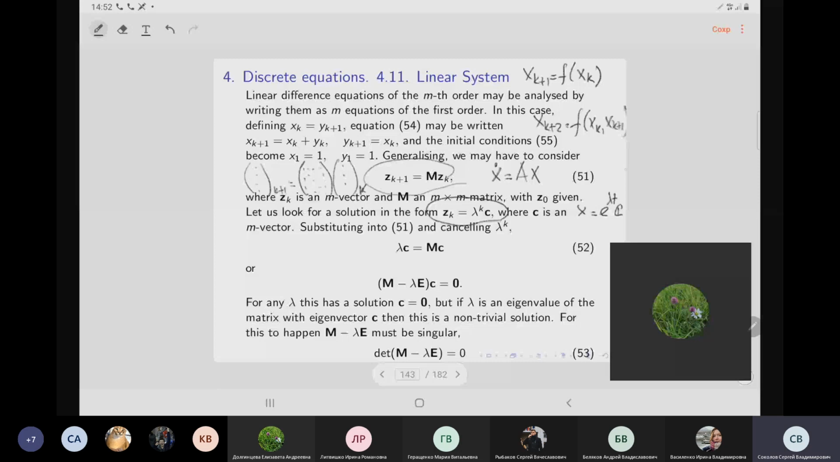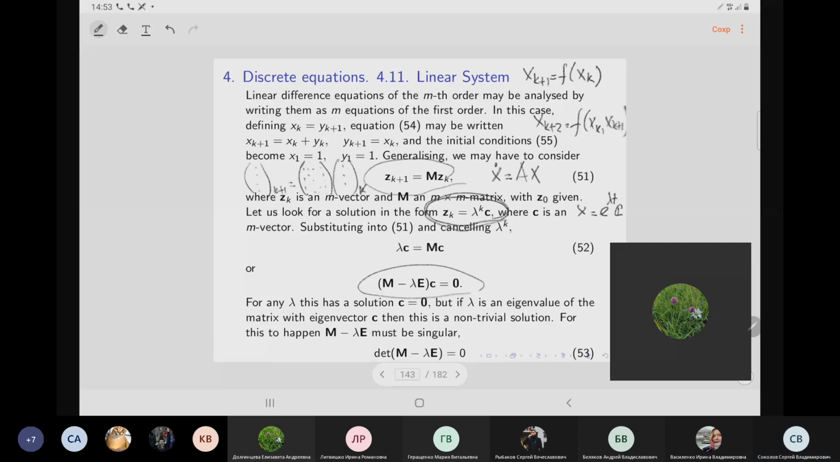So let us apply this z_k to equation 51. And then we cancel lambda to the kth power. And we get another eigenvalue problem. So we see that it is absolutely the same. The eigenvalue problem is the same. If lambda satisfies the eigenvalue equation, then there is a solution in the form lambda to the kth power c.